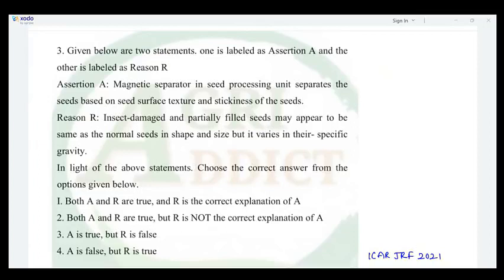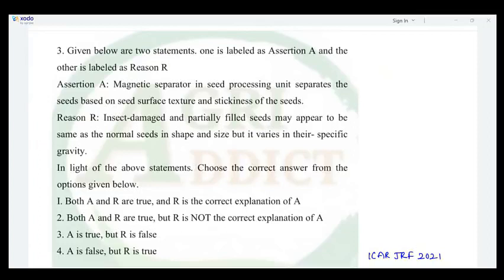Question two. Two people have answered it. It's option two. What about the rest? Okay, I hope you have understood it.